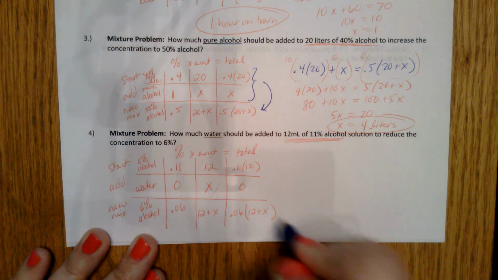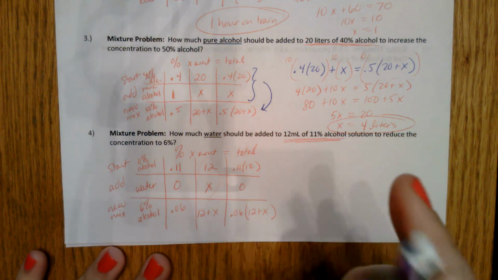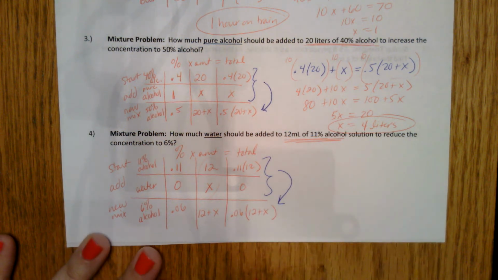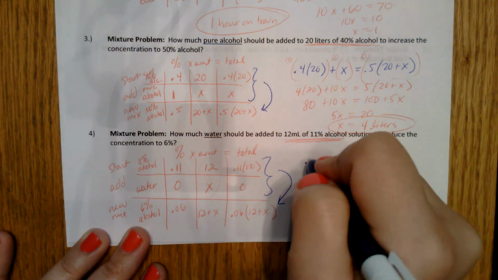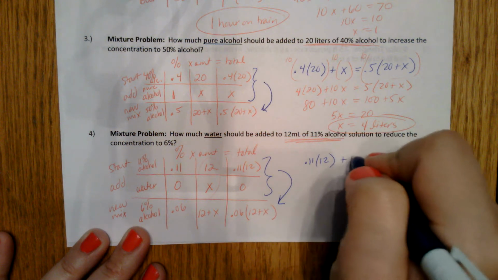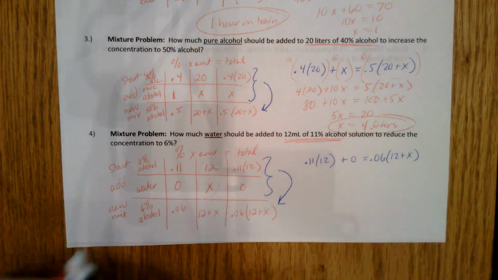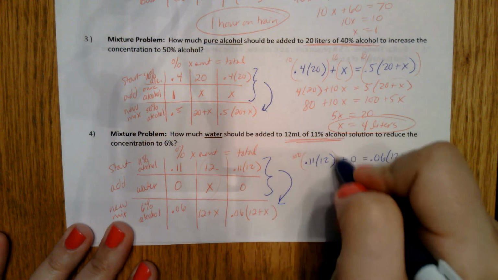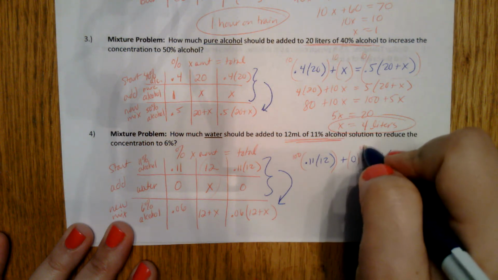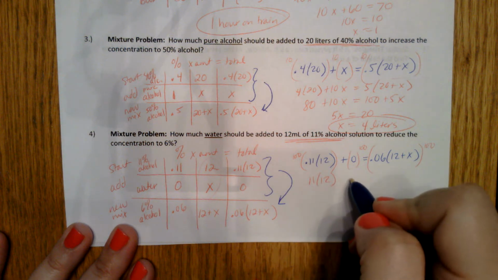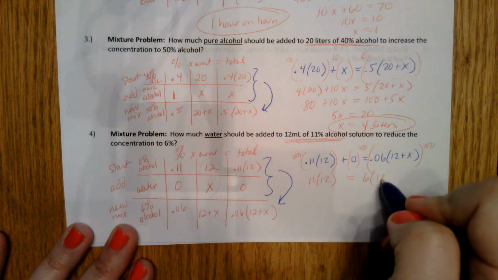0.06 times 12 plus X, okay? And then it's the same as above. You're just taking these two and adding them together to make that new one. So 0.11 times 12 plus 0 equals 0.06 times 12 plus X. And we're going to multiply everything through by, this time we're in the hundredths place, so multiply by 100. You can do 100 here, but it's going to go away. So 11 times 12 equals 6 times 12 plus X.